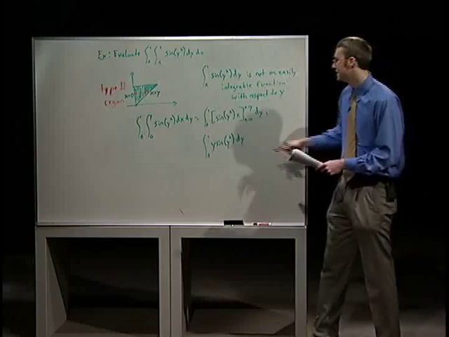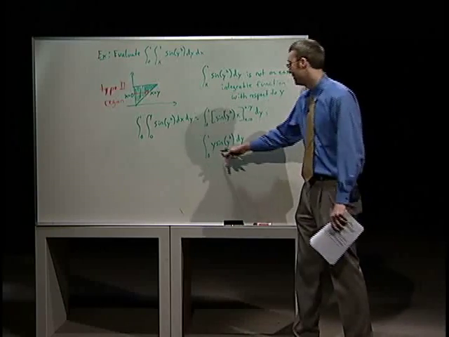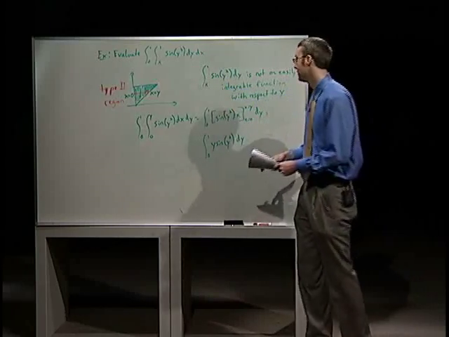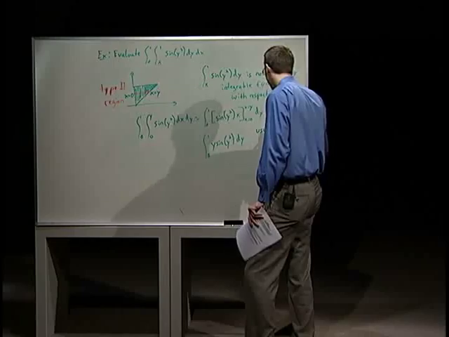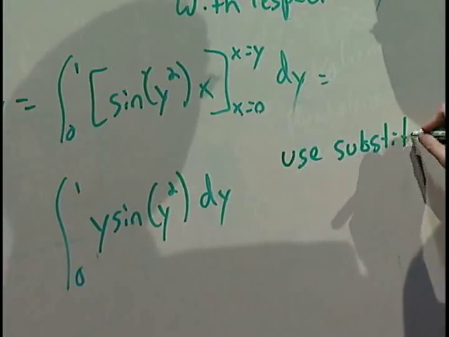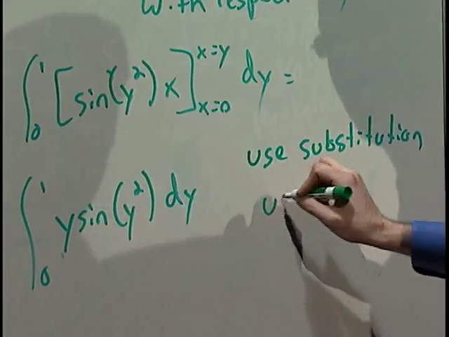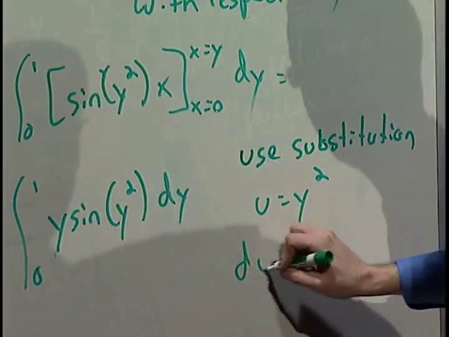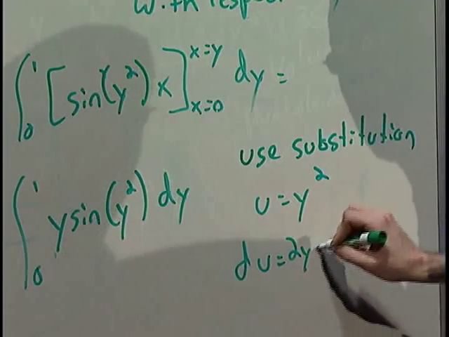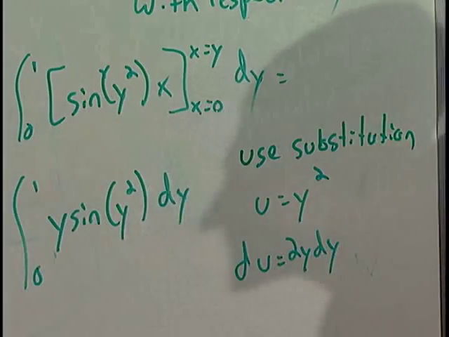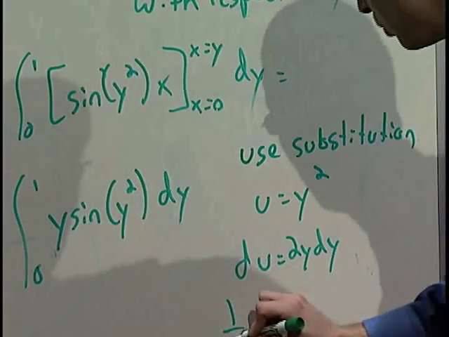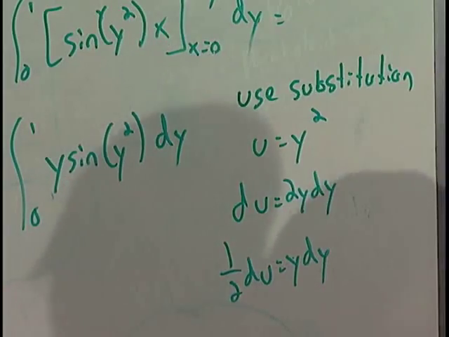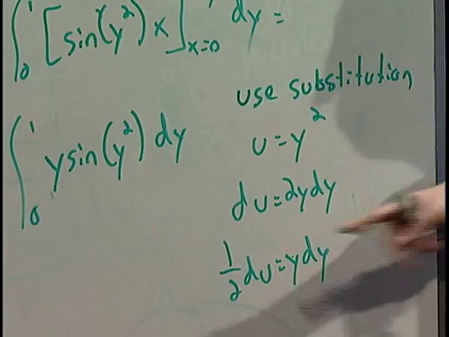So now this is much better because we can use substitution here, right? The addition of this y out front is crucial to doing this integral, all right? So if we use substitution, we can let u equal y squared. So then du is 2y dy, right? And remember this old trick. And so 1/2 du is equal to y dy, right?